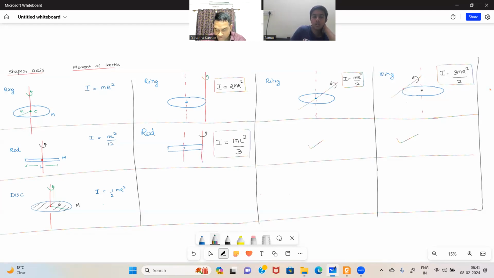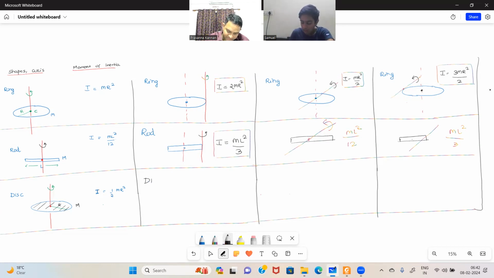I don't require these other cases because they will be repetition of this. In case of a rod, it doesn't matter. If I draw it like this also, it is no different from the first case. So the answer will be ml square by 12. So it's not a new case. Similarly, if I draw a rod and at one of the ends, if I draw it like this, then it is no different from ml square by 3. But in case of a circle, a ring or disc, it makes a difference because of its shape. Okay. Now let's look at similar to ring.